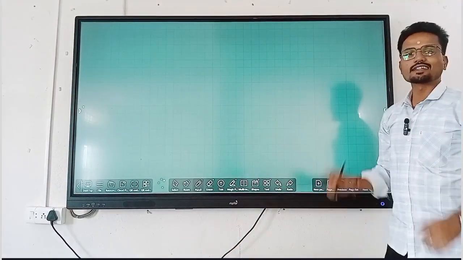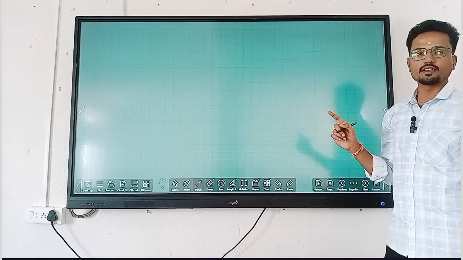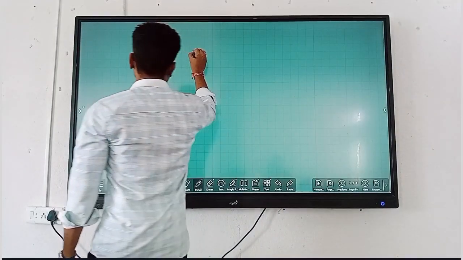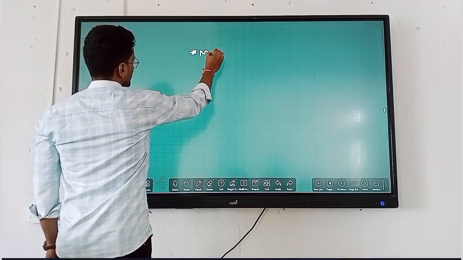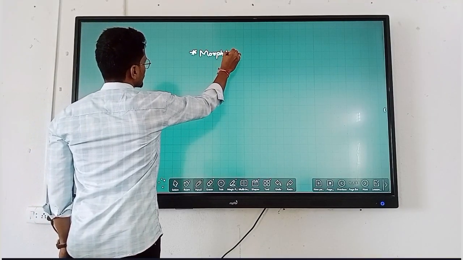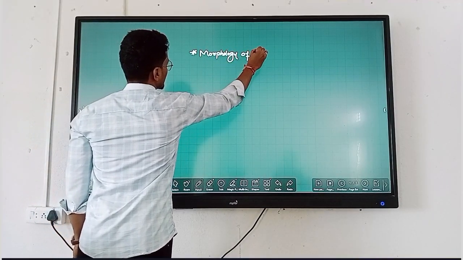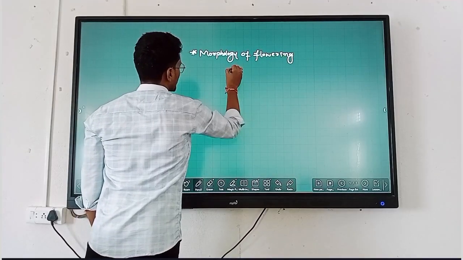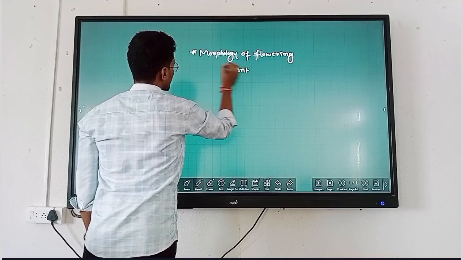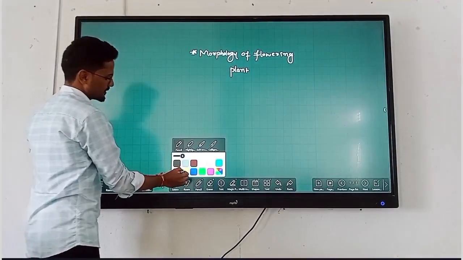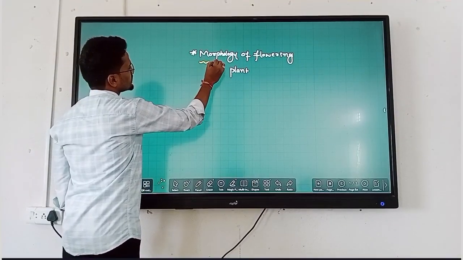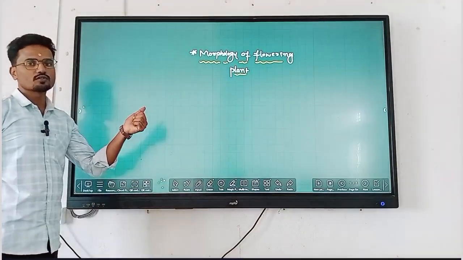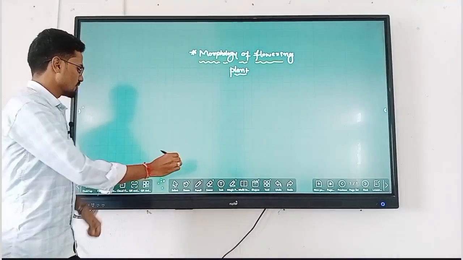As we studied at the last class, we have completed the root in the morphology of flowering plants. At the last class we have completed root.